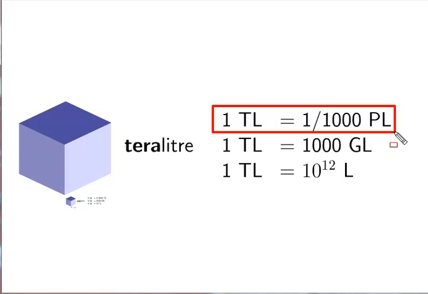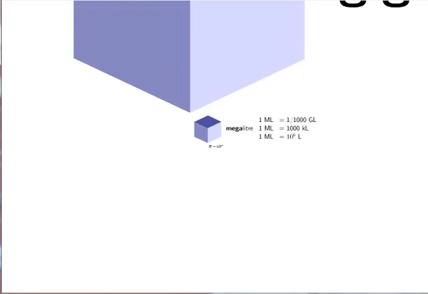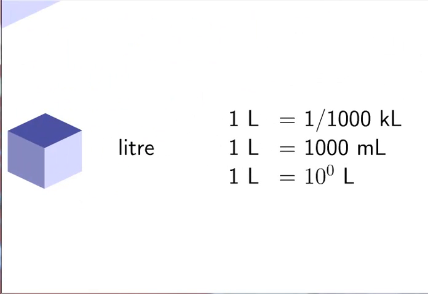I'm not going to draw the petalitre because I could be going up for quite a while before I run out of names for my measurements. But you get the idea. Each one goes up by another 1,000. Let's head back down to my litre. There's my litre again. And this time let's go down and look at the smaller measurements.